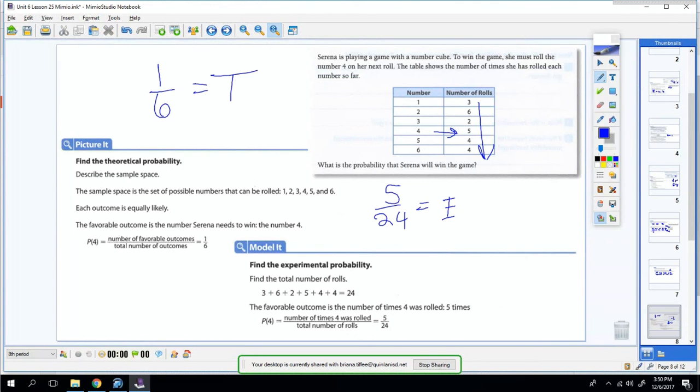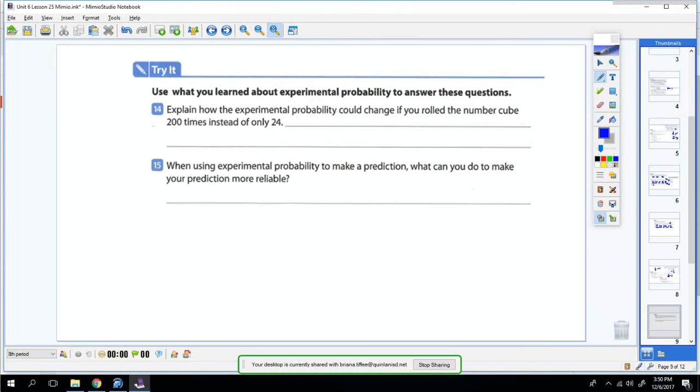Let's answer some questions. Actually, let's do some try-its. Explain how the experimental probability could change if you roll the number cube 200 times instead of only 24. So, if you rolled it more often, you have more data. You get more data, and the closer you will get to the theory, or the theoretical probability.